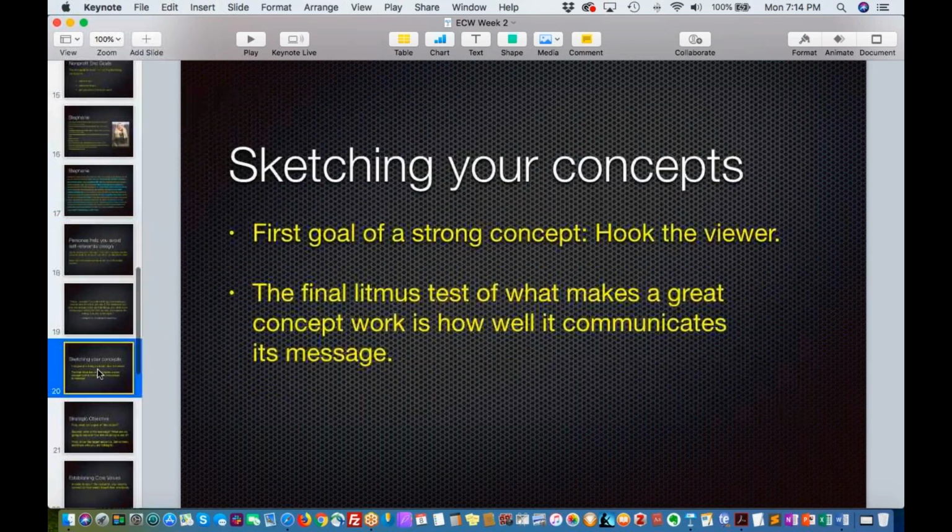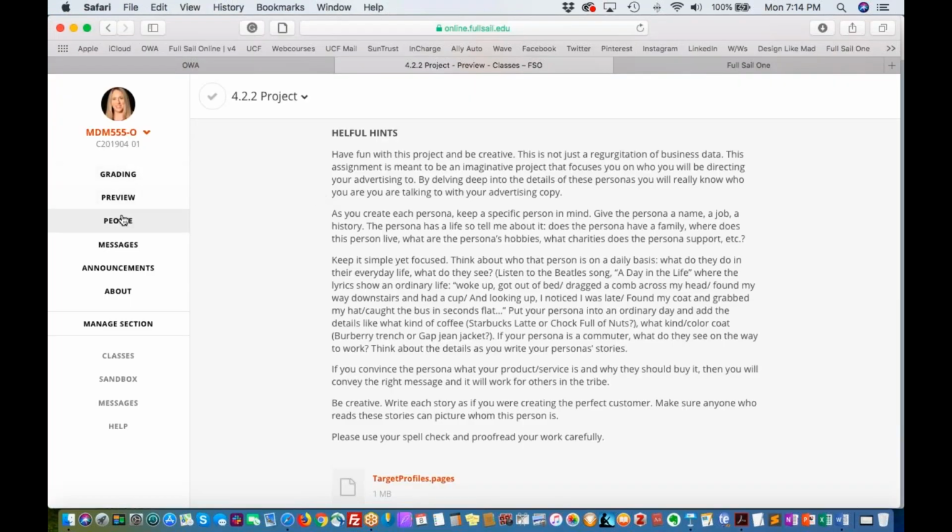Okay? All right. So now let's talk a little bit about sketching our concepts. So I want to go over to the Mastery Project real quick.